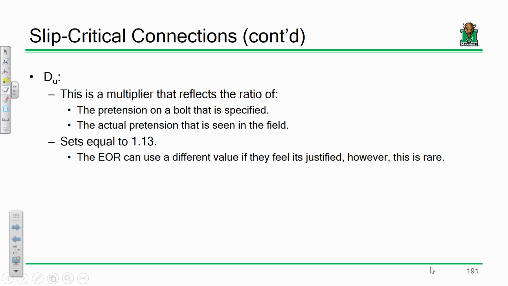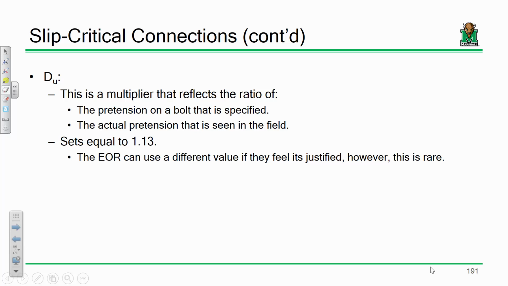It's taking these prescribed methods and applying a little bit of a dose of reality to it. In reality, we end up getting more pretension in the field than what we specify. And how much more? About 13% more.